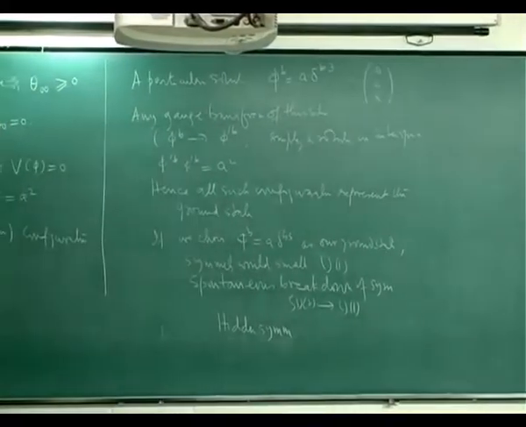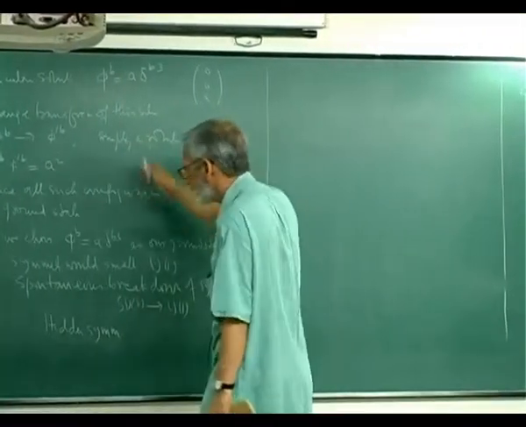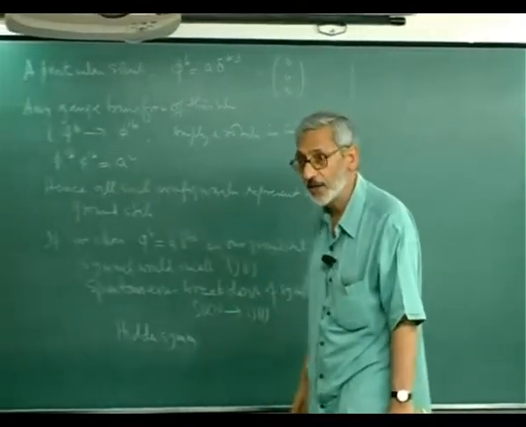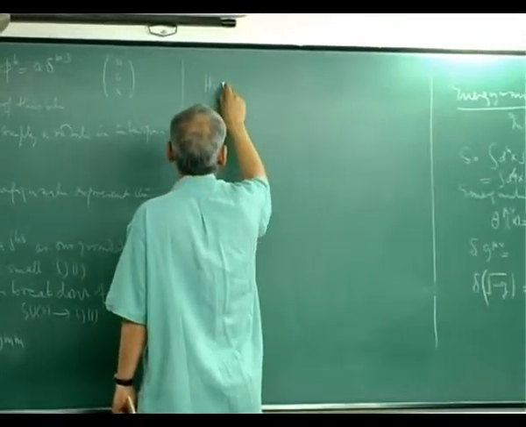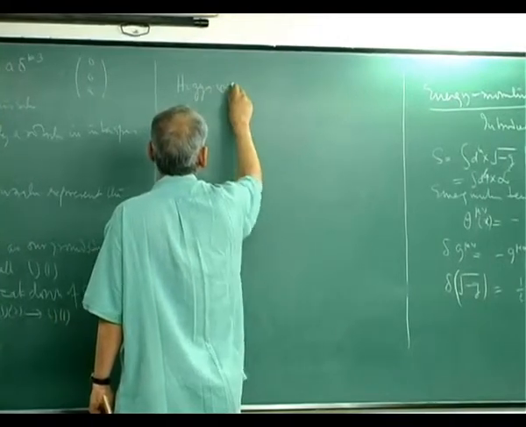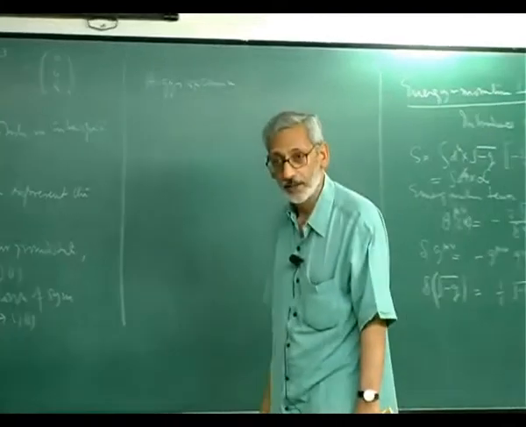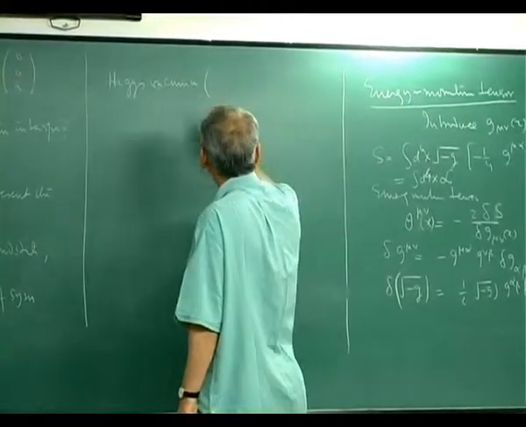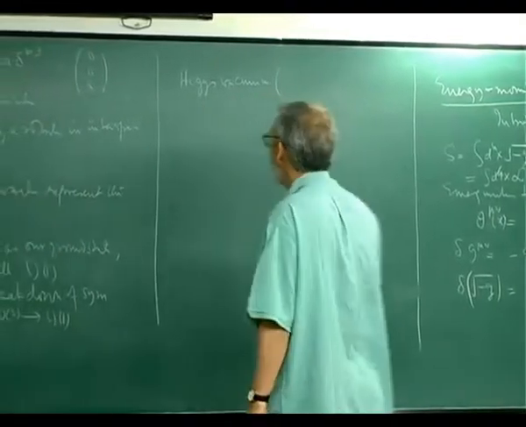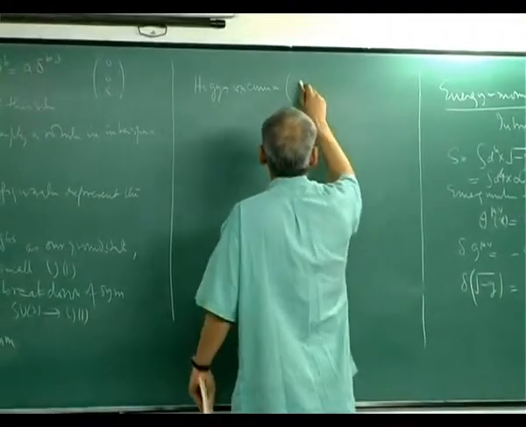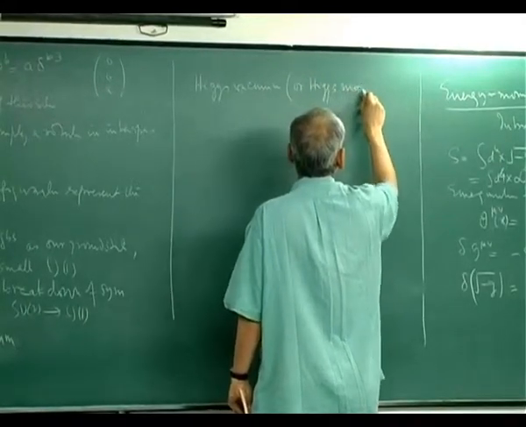So all these configurations, we will give them a name. This class of configurations which describe the ground state, we'll call them Higgs vacuum. Or some of those people who like to be very mathematical in their language give it another name, they call it Higgs moduli space.